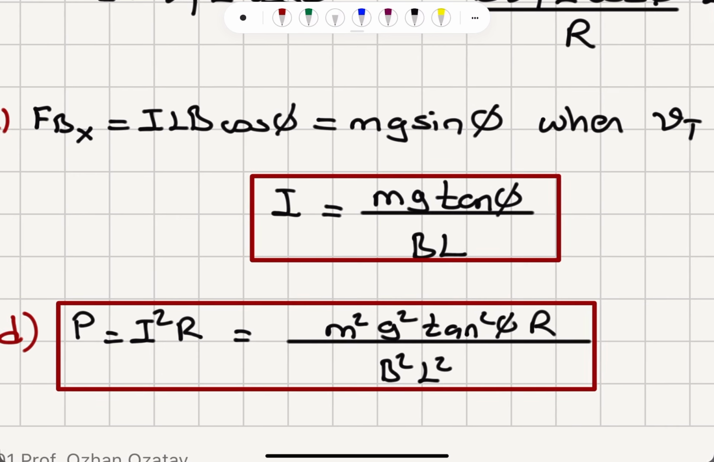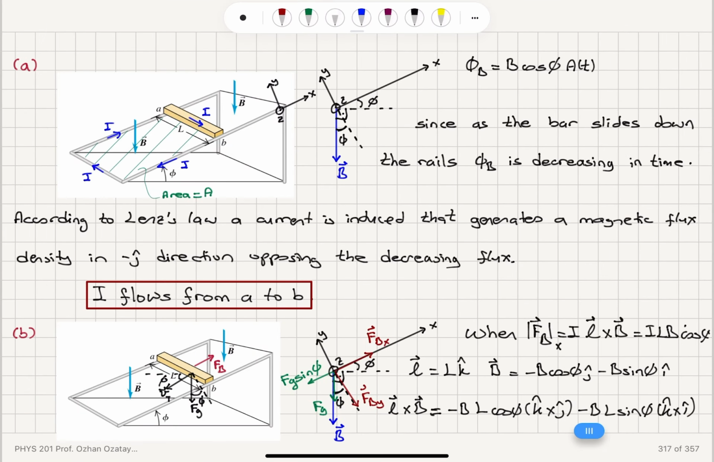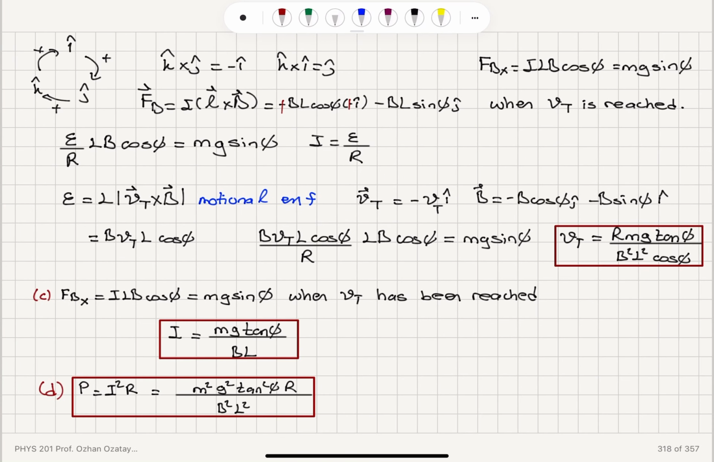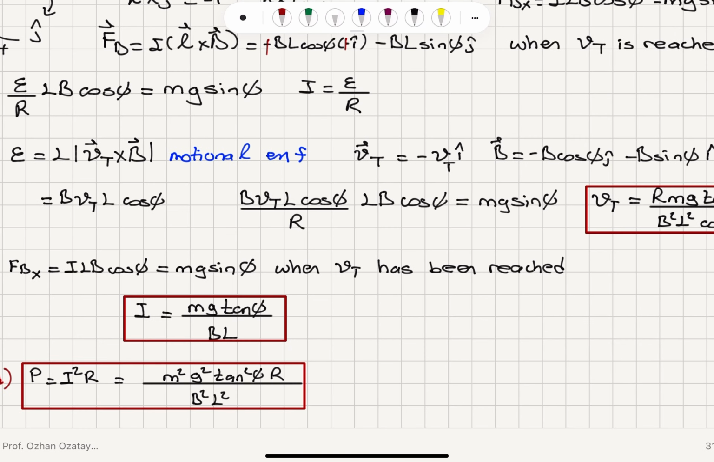Now let's move on to part E. After the terminal speed has been reached, at what rate is work being done on the bar by gravity? Compare your answer to that of part D. So let's do that here.